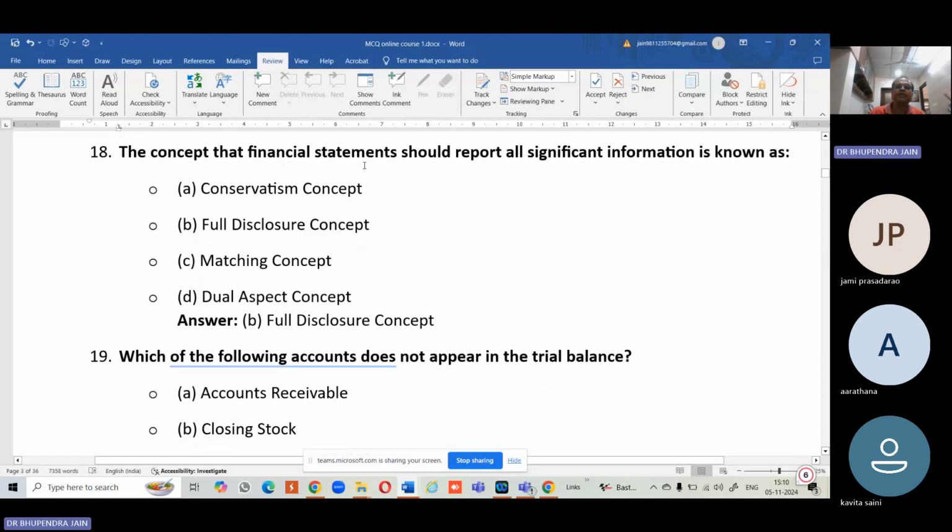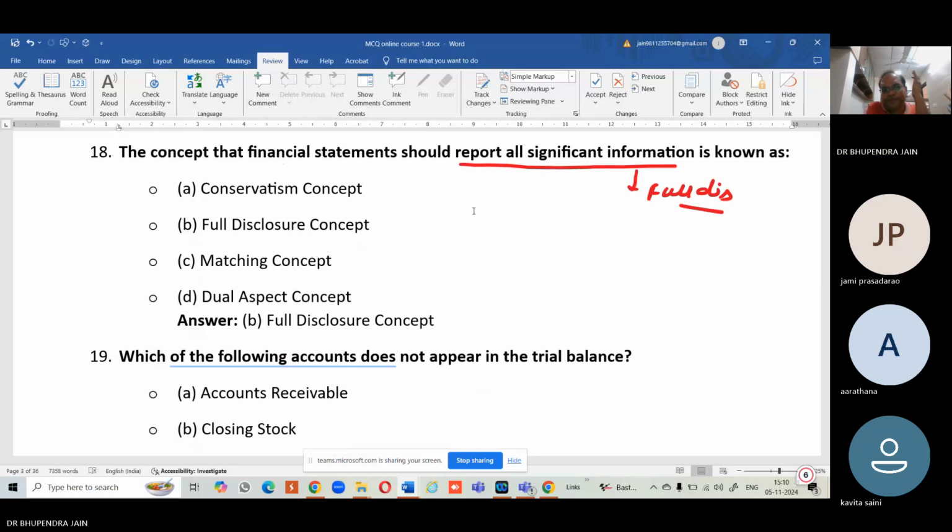Now, the concept that financial statements should report all significant financial information means this is full disclosure. Whenever we prepare the financial statement, our liability is to disclose all the information regarding the financial statement. Conservatism, no. Full disclosure, yes. Matching, no. Double aspect, no. We have just discussed the matching concept.